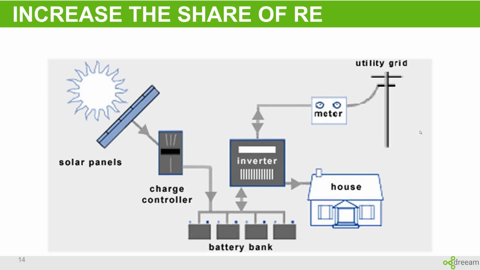Regarding the second concept of energy retrofitting measure, which was increasing the share of renewable energy, in this work we will concentrate on utilizing solar energy for electricity generation, and the system looks like as shown in this picture. We have a solar panel, an energy or battery bank, a converter, the load of the house, and the utility grid.